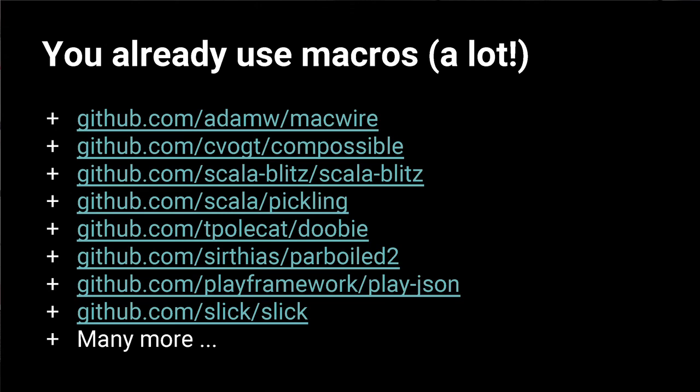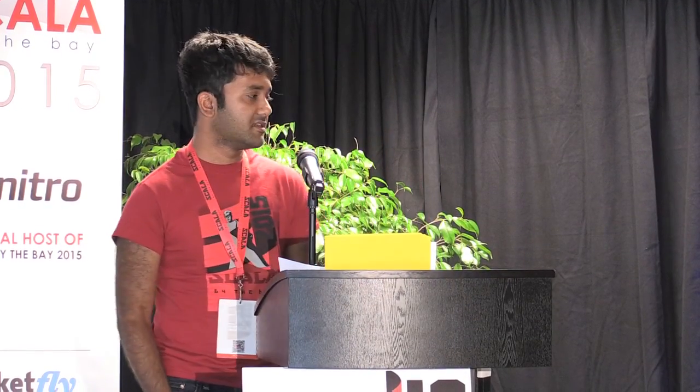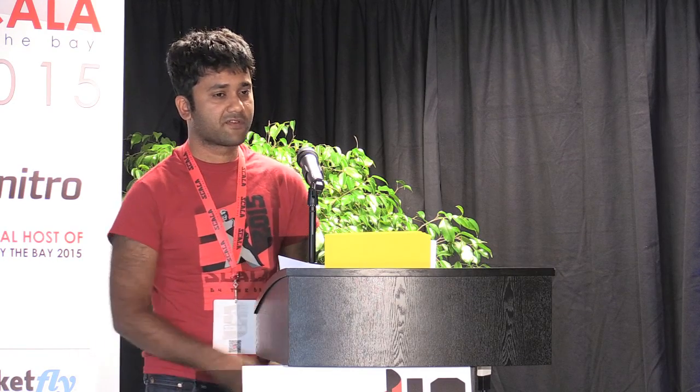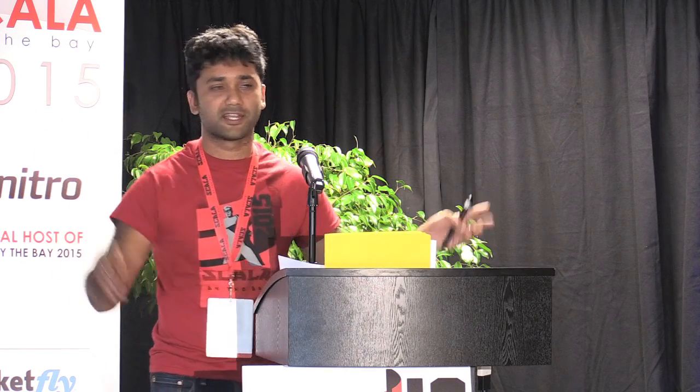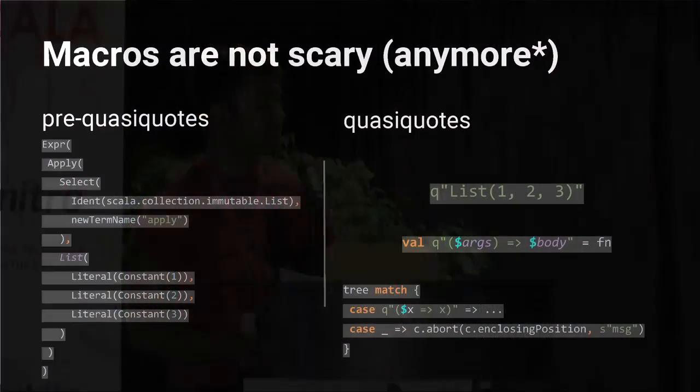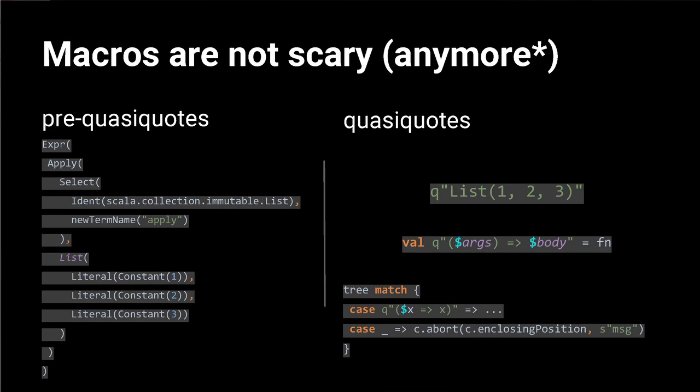So macros are everywhere. You already use them a lot. These are some of my favorite libraries that use macros, and they're used everywhere, in play.json, in Slick. But most people shy away from actually using macros themselves. They would rather put it in SBT, import it, and go on. It's like someone else should write the macros, and let me do some coding, because that's just weird. But I'm here to argue that they're not scary anymore, at least. So before Kwazii Codes, macros were ugly.